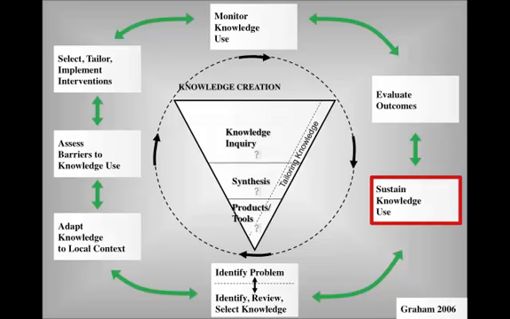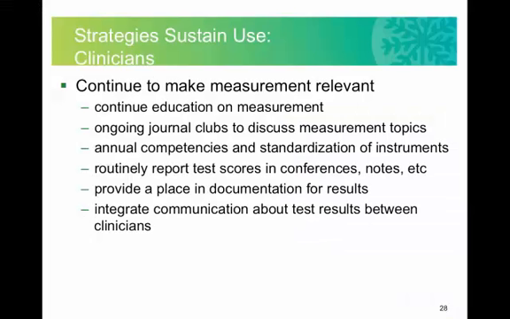The final step in the Knowledge to Action cycle is to sustain knowledge use. At a clinician level, it's very important to continue to make measurement relevant, and you can do this in many ways, and we've included a few of these ways on this slide. Try to continue the staff education on measurement. Develop ongoing journal clubs to discuss measurement topics.